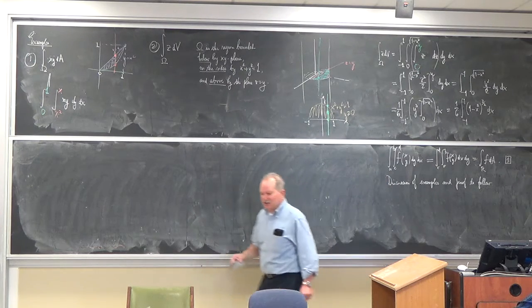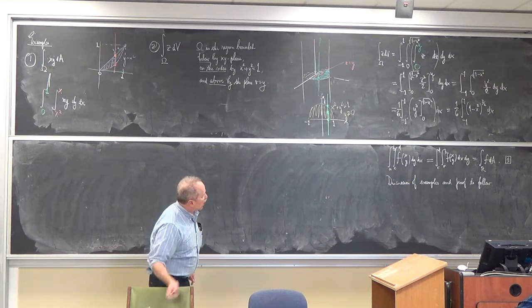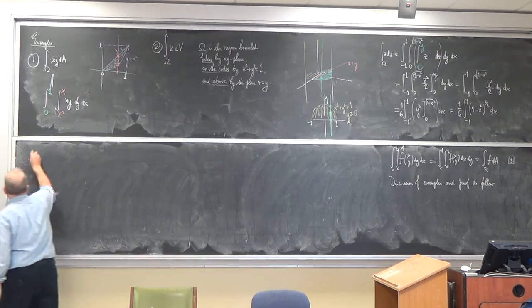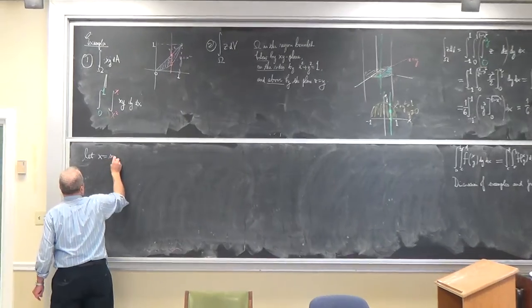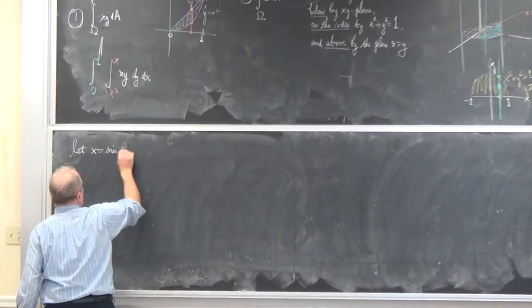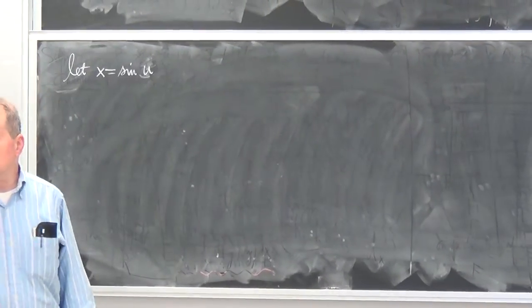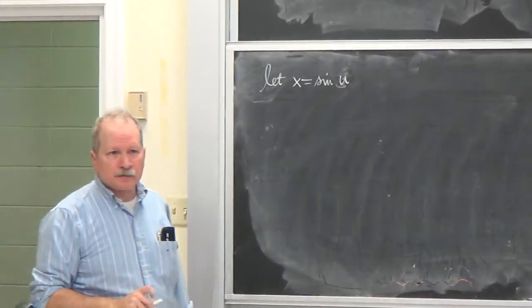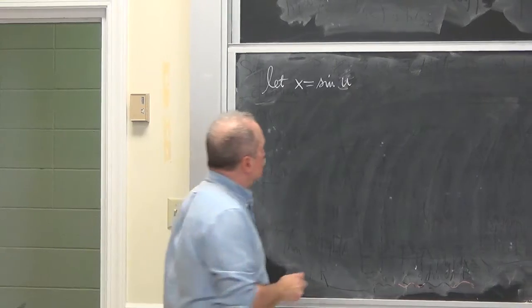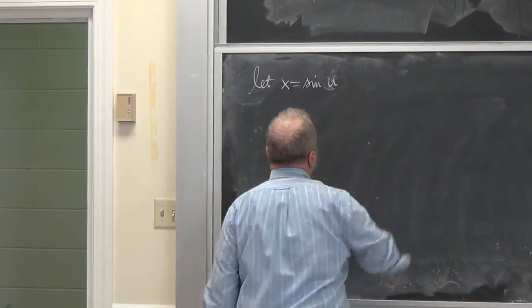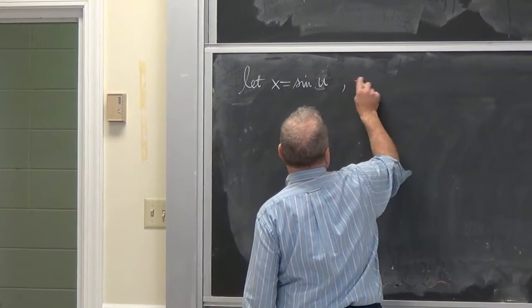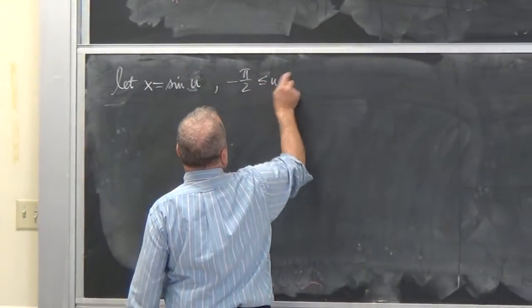That's coming very soon. All right, so the way you would finish that is you would say let x equal sine of theta, or sine of u, say. Now, x is going from -1 to 1. What does u do? Right, -pi/2 to pi/2.